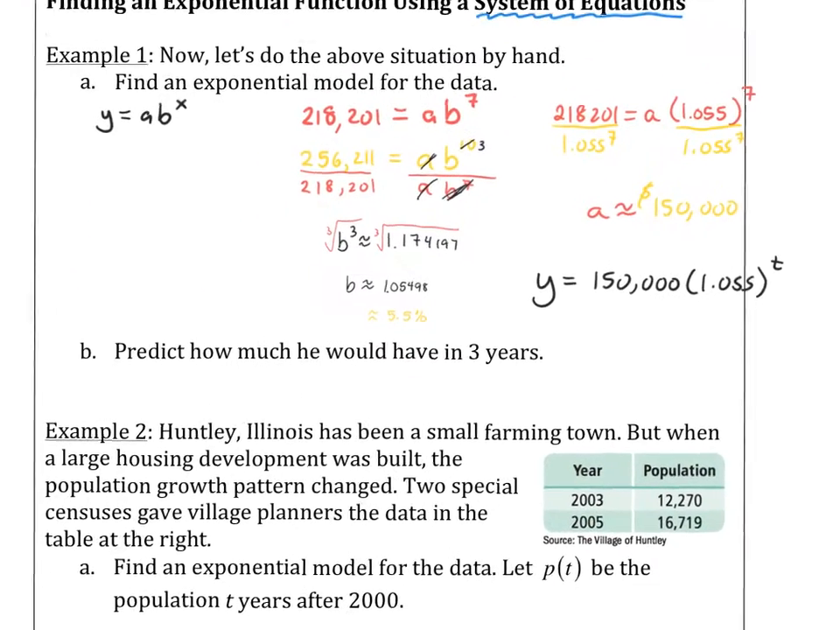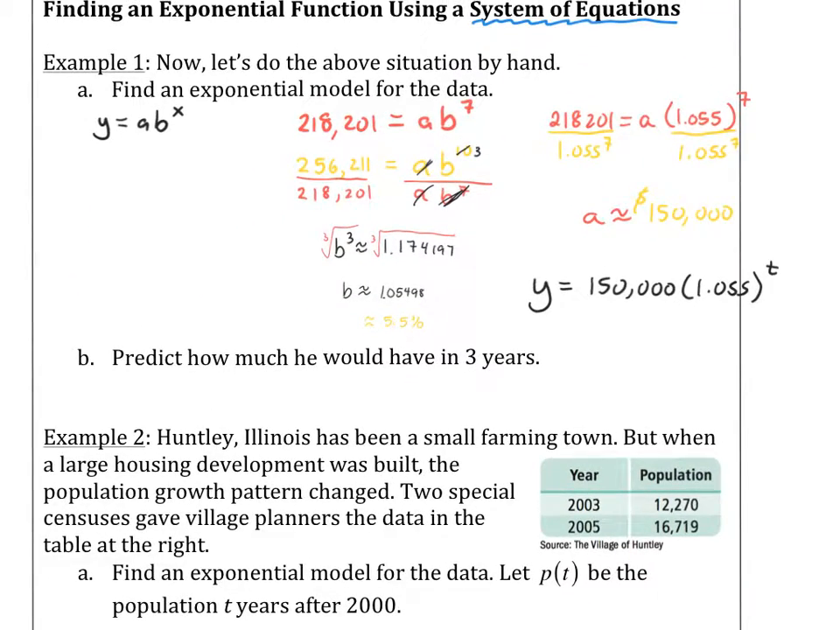Now the next part says we're just going to predict how much he would have in 3 years, 3 additional years from now. So now we're just going to take, not this here. So notice I'm not going to put 3 into here. What number am I going to put in for t? Okay, so now we can evaluate the function. You can do this with your calculator, but it's $150,000 times 1.055 to the 13th power.